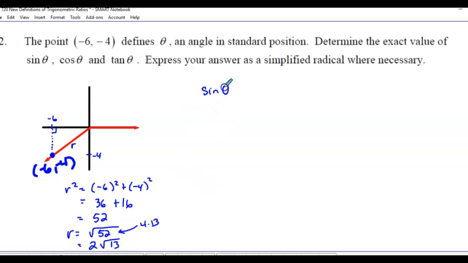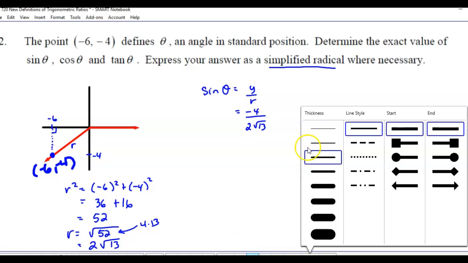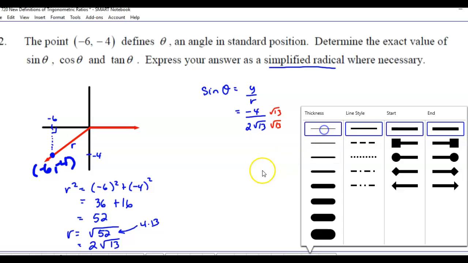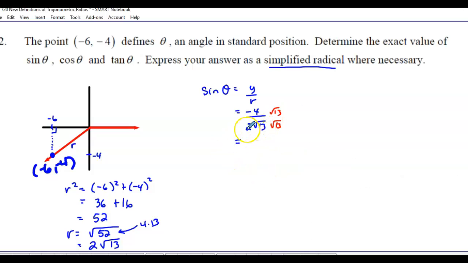So your sine of theta is y over r. So y is -4, r is 2 root 13. So simplified radical means we're going to have to rationalize. So I'm going to multiply top and bottom by root 13. And you'll notice as well, 2 goes into 4 twice. So I'm going to get -2 root 13 over 13.